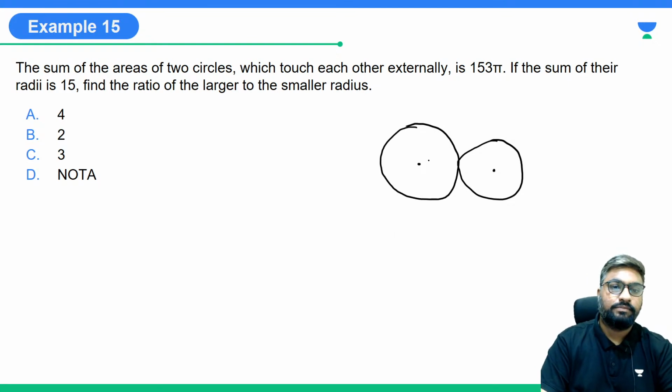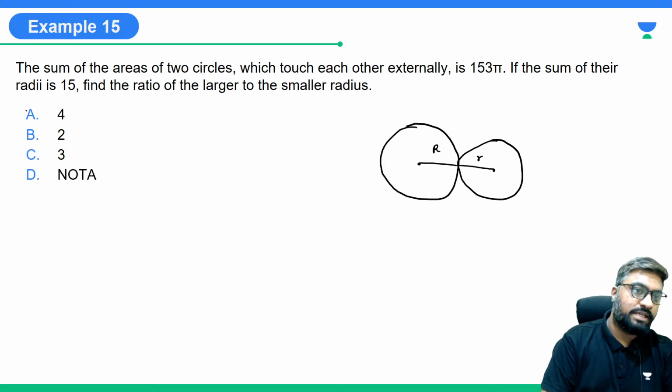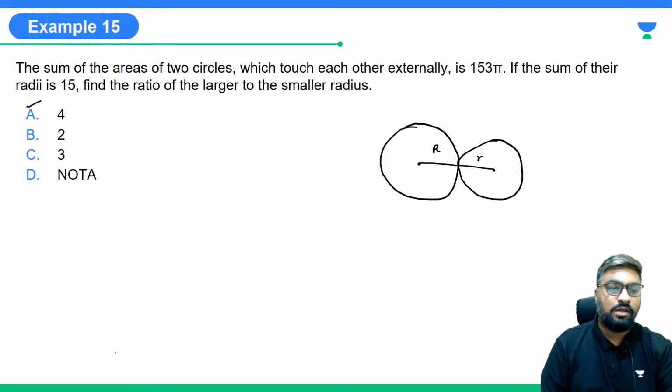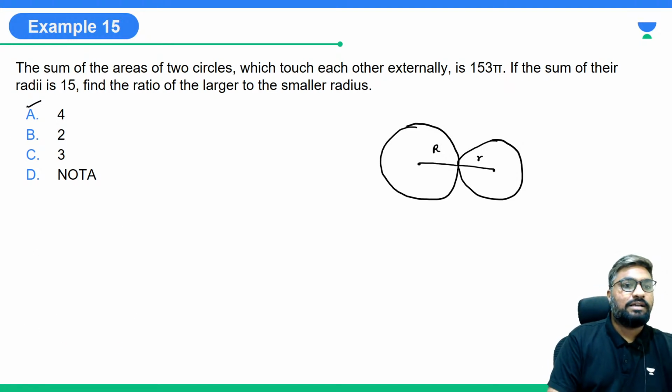Try quickly. Let's call this capital R, this is small r. Anudeep says 4. 4 is the correct answer. Superb, Anudeep. So what is given? They are saying that the sum of the areas of the two circles is 153 pi.